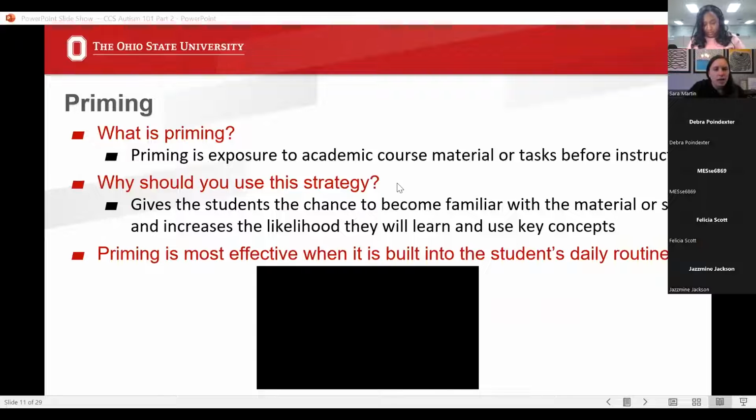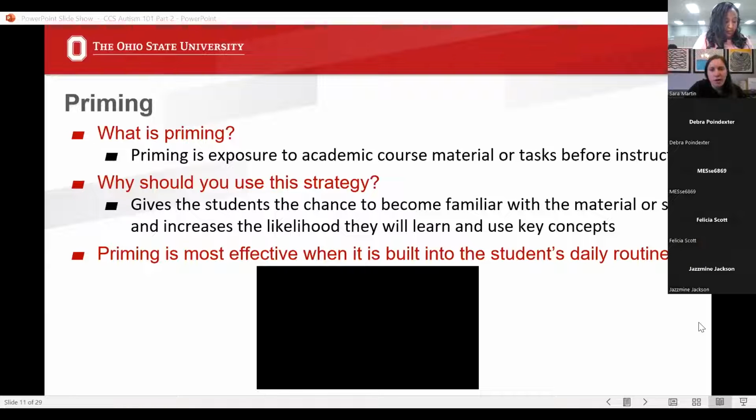Why should we use this strategy? Priming gives students the chance to become familiar with the material or skills and increases the likelihood they will learn and use the key concepts. Through priming, we are familiarizing our students with concepts in order to help them be successful. We can pre-teach what they're going to learn in the classroom and decrease their anxiety about that new material. Priming always works best when it's built into the daily routine.